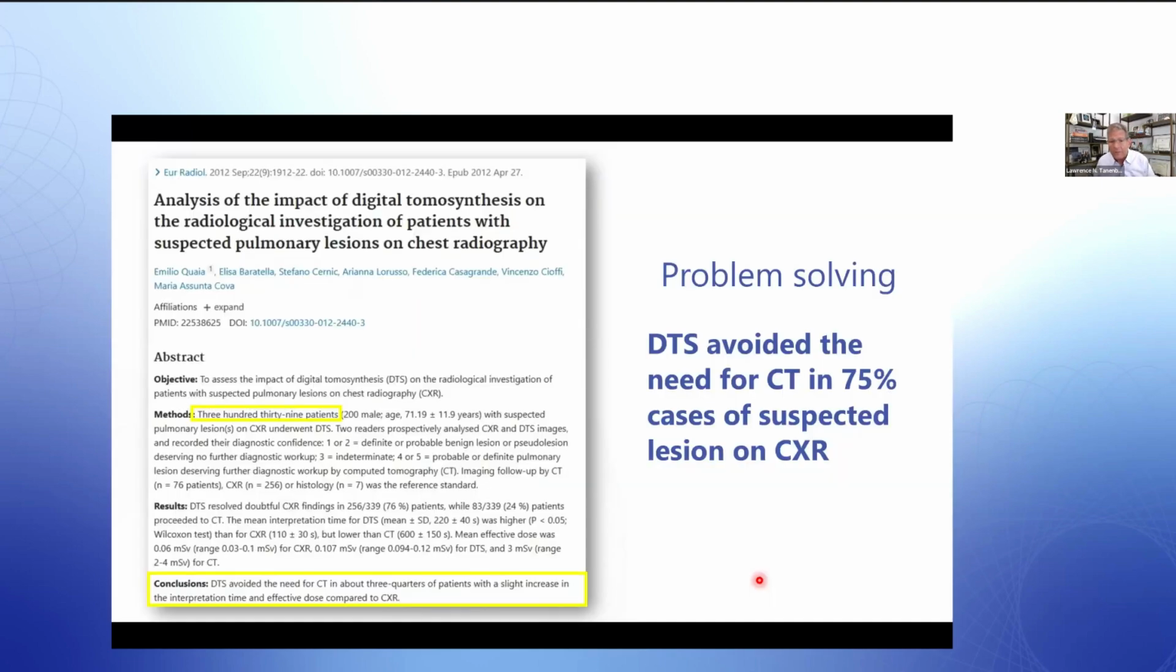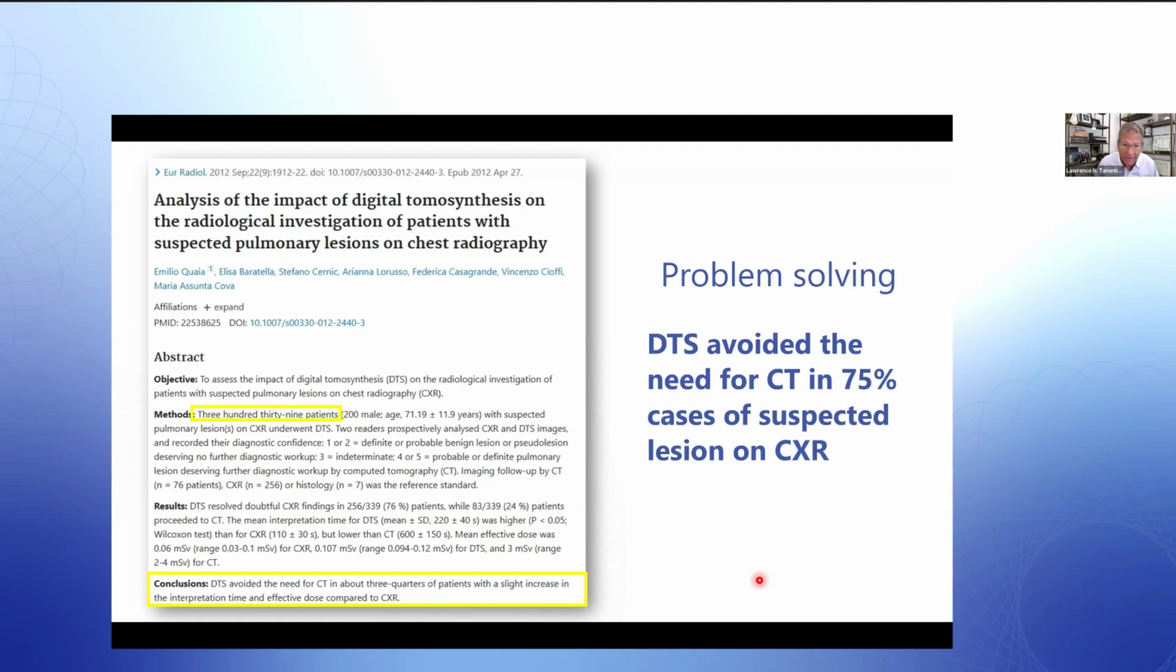All right. So what else is tomosynthesis useful for? Well, it has been proven to be useful for problem solving when you think there may be something on the chest X-ray. In this particular paper, it showed that using tomosynthesis avoided the need for CT in 3/4 of cases.